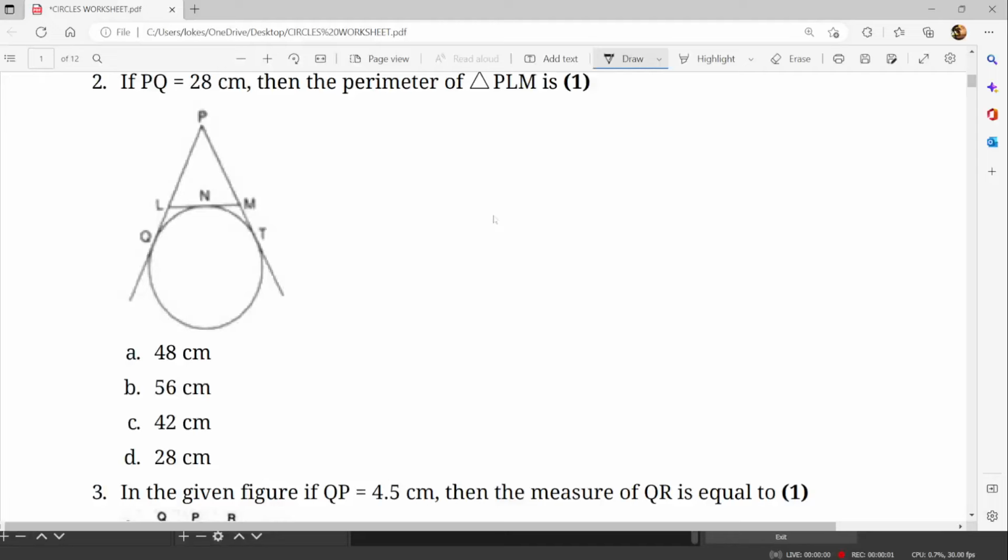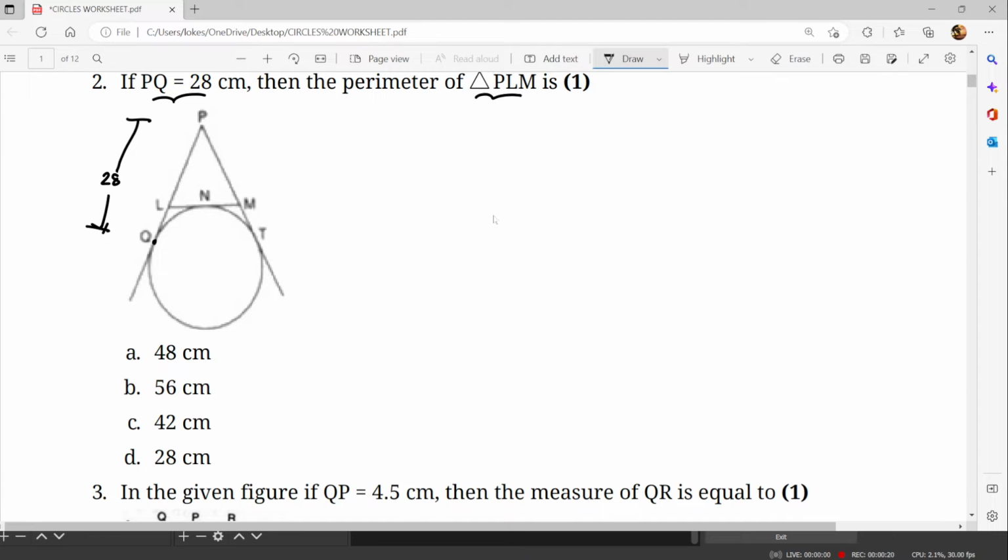It was given that PQ is equal to 28, and then you have to find the perimeter of triangle PLM. Now if you observe closely, PQ is 28. We know that PQ is touching this circle at this point, right? That means PQ is a tangent.